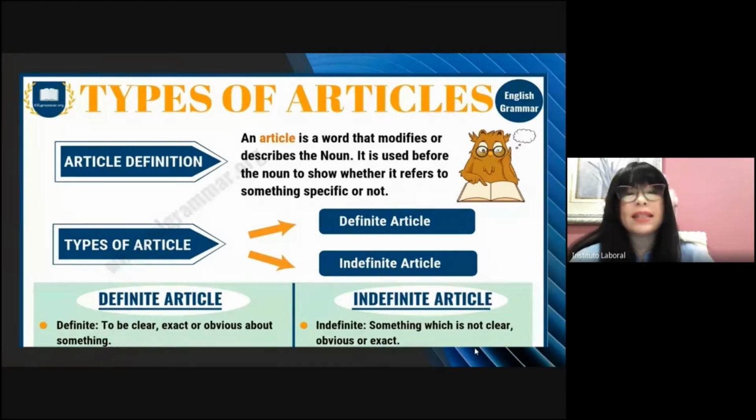Let's start with the types of article. An article is a word that modifies or describes a noun. It is used before the noun to show whether it refers to something specific or not. The types of articles are two: definite articles and indefinite articles. The definite articles are used to be clear, exact, and obvious about something. The indefinite article is something which is not clear, not obvious, or not exact.